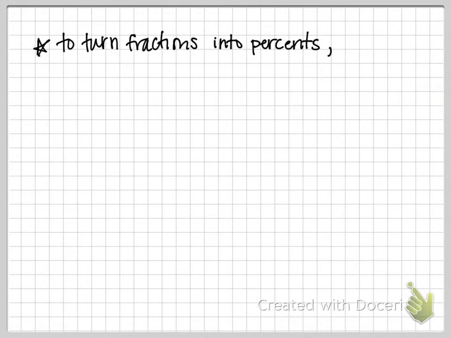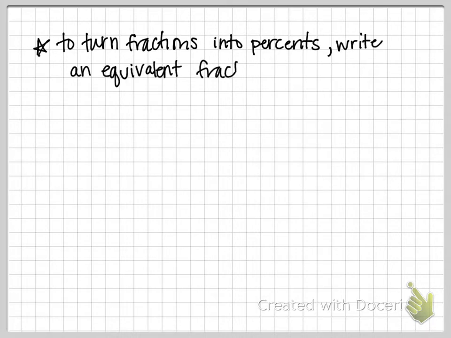Percents to fractions. Now we need to be able to go the other way: if we're given a fraction, to be able to write it as a percent. So to write fractions as percents, write an equivalent fraction with a denominator of 100, right? We want the denominator to be 100 so that we can make it a percent.